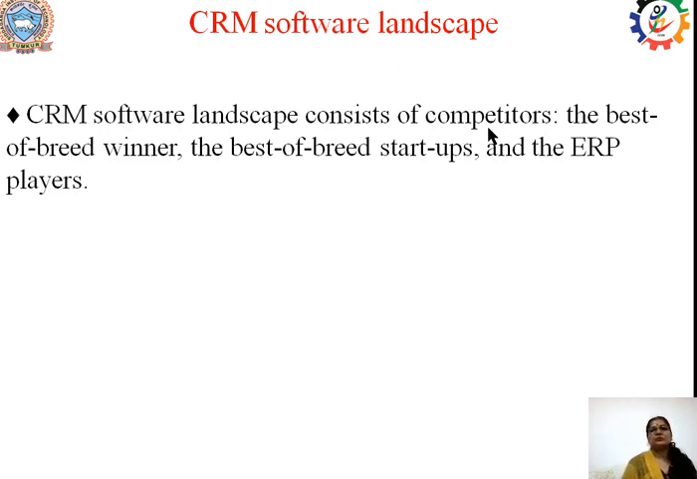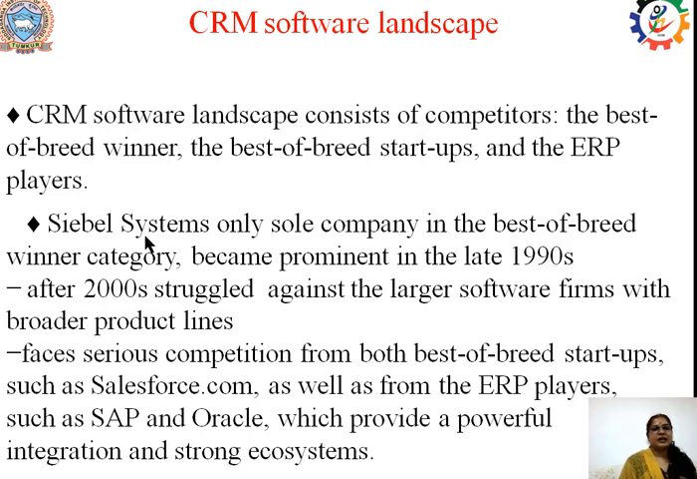So these competitors can be divided into three levels, that is best of breed winner, best of breed startup, and ERP player. ERP, enterprise resource planning. So within the enterprise they plan each and everything, then they connect it to outside. So let us see what this is. As far as CRM software is considered, one software available in the market is strong in one area, so you have to see what your focus is.